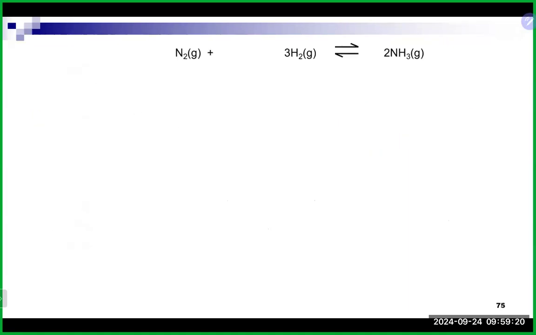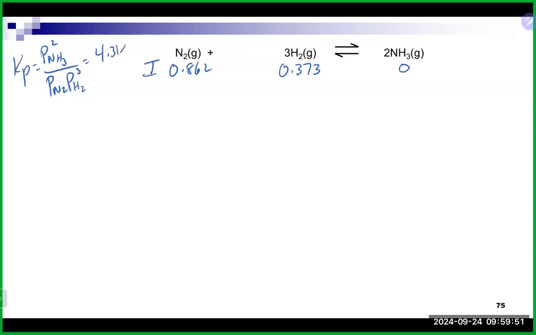So I'll just go here and borrow that there. So initially here we have 0.862 and we have 0.373. Nothing given to us in terms of our product, so we could assume 0. Again, let me write my KP here: partial pressure of NH3 squared over the partial pressure of N2 and the partial pressure of H2 cubed, equals 4.31 times 10 to the negative 4.